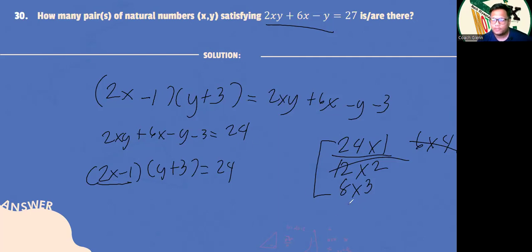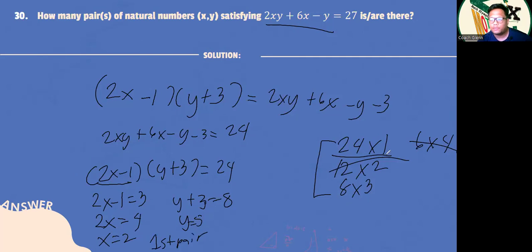So start here. So 8 times 3. So that means 2x minus 1 is the odd one. So that's equal to 3. And y plus 3 is equal to 8. That's what we can observe here. We have 2x is equal to 4, which means x is 2. And y is equal to 8 minus 3, but that is 5. So this is your first pair.